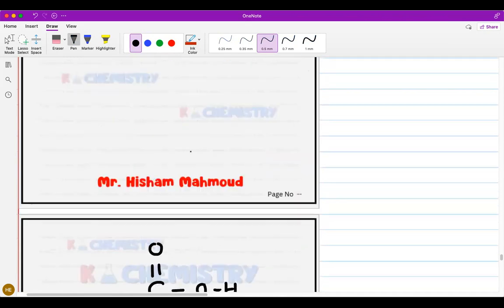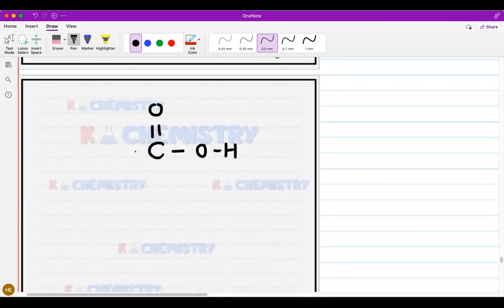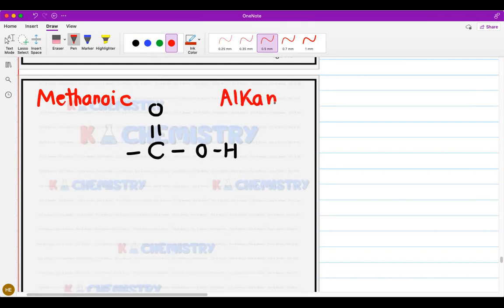Make sure that you do this many times until you master it. This is a carboxylic acid group, a very convenient way to draw it. Then draw, mister, you said you will put how many carbon atoms? 1 only, because we will draw the first member that's called methanoic. If the alcohols were alkanols, these ones are the alkanoic acids: remove the E and put the oic.